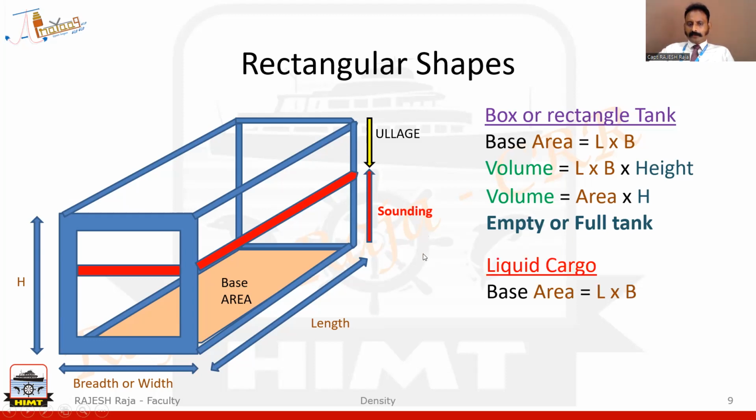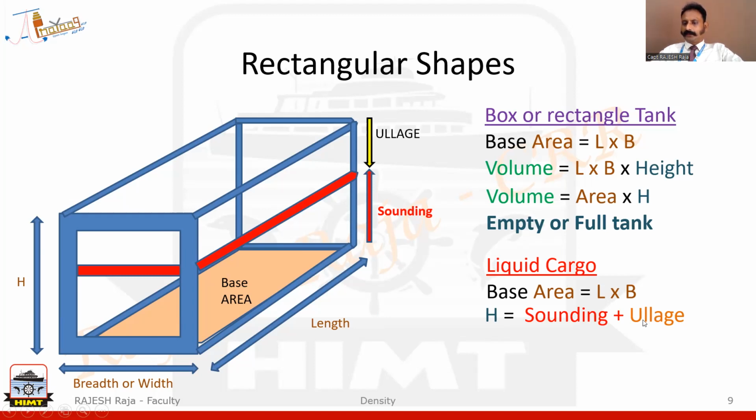Now, let me ask you how to calculate the quantity of the cargo. We have already seen the empty tank. Now I'm going to look at the quantity of the cargo. I told you when I start filling, the liquid will first fill the base area. That means the base area is the same, that is L into B. Now it has gone up to a height which is called sounding. But in tanker questions, we always deal with ullage first. So you need to understand what an ullage is. For this particular tank, the total height of the tank is capital H. So capital H is sounding plus ullage.